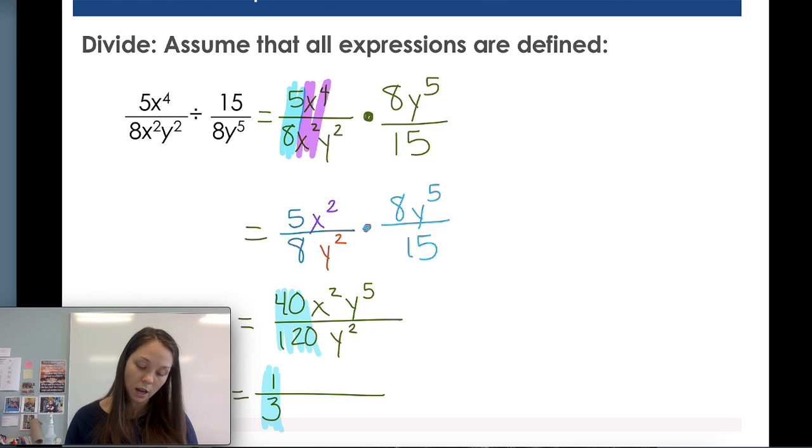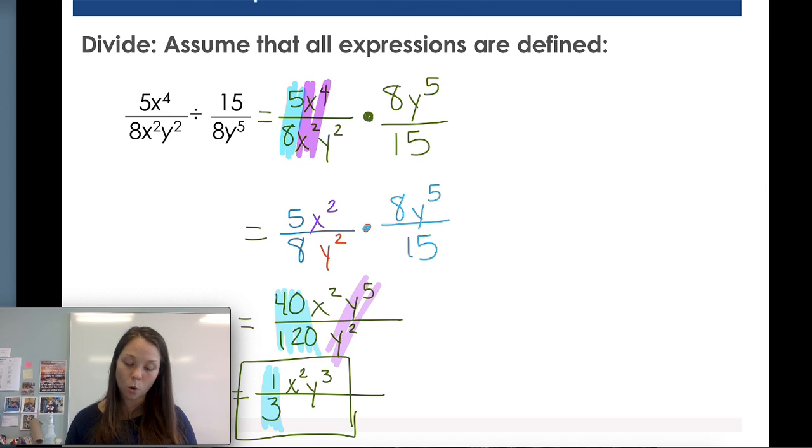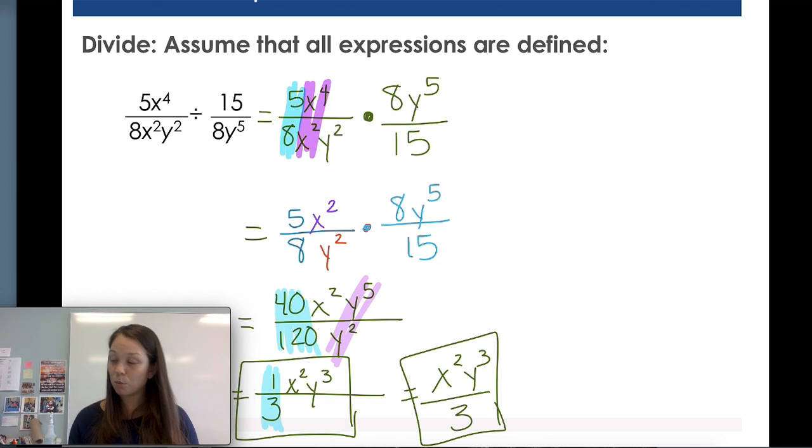X squared has nothing to simplify with, so it's going to stay the same. Y to the 5th over y squared is going to simplify into y cubed, which will go in the numerator. So we get 1 times x squared times y cubed all over 3. Now you could leave your final answer like this, or you could write it as x squared y cubed over 3, and it means the same thing.